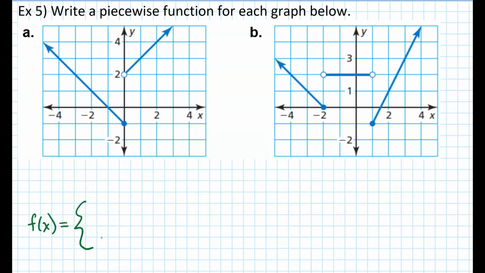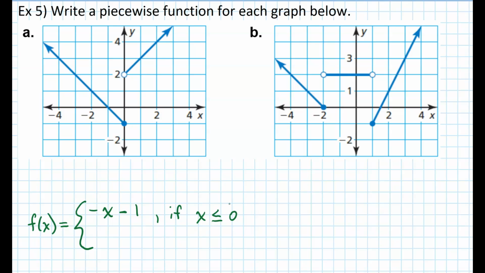So if I look at the leftmost equation, what's my slope? Is it 1? -1. Right, it's going downward, so we get a -x. Y-intercept is -1. So -x minus 1, and this is valid if x is less than or equal to 0.